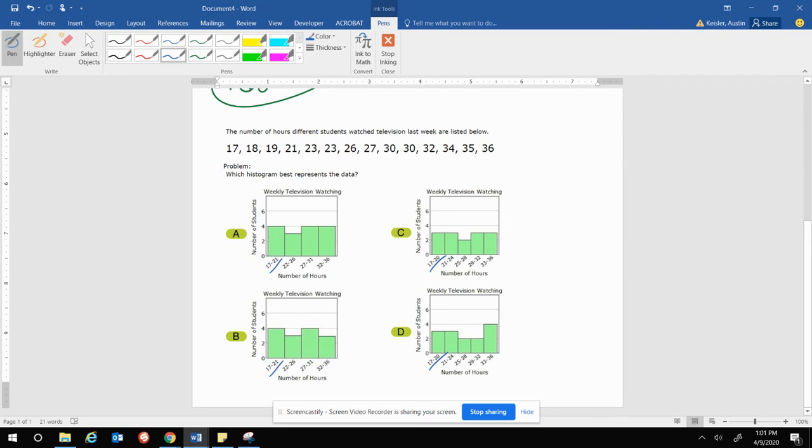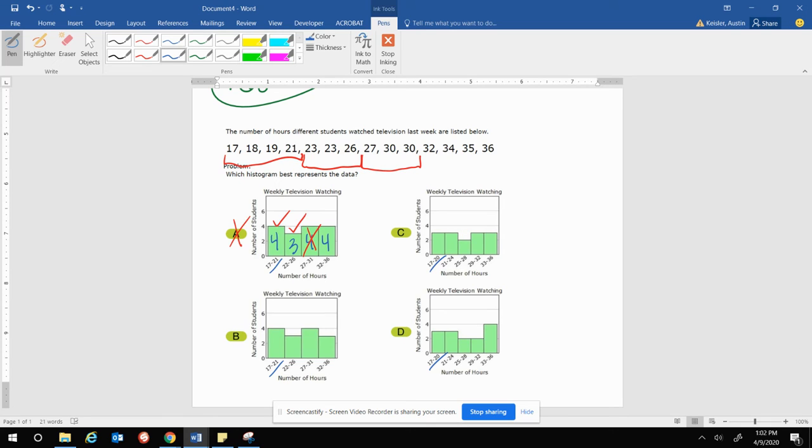So I'm going to start with A. I know that I have 4 here. I have 3 here. I have 4 here, and I have 4 here. So I'm going to go through and check these. So I know between 17 and 21, I have 4, so that works. I know between 22 and 26, I have 3, so that works. Between 27 and 31, I have 3, so that does not work on A, because you should have 3 there instead of a 4.